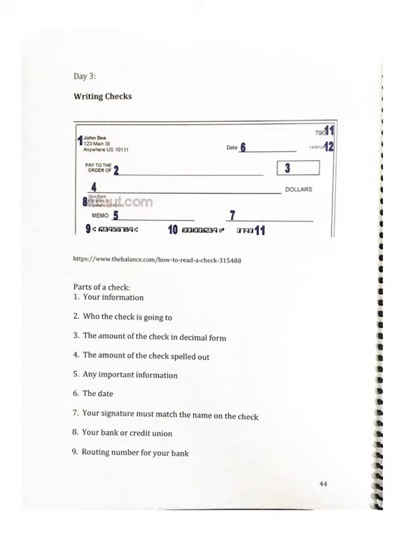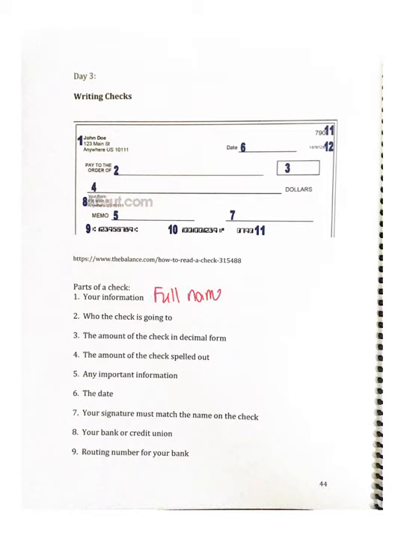The next thing we're going to take a look at is writing a check. So today we're going to take a look at all the different parts to a check. The first part, number 1, has all your information. It will have your full name on it, whatever name is associated with your bank account.